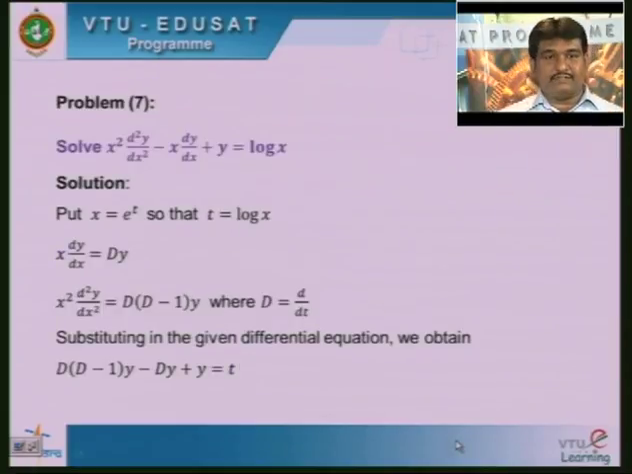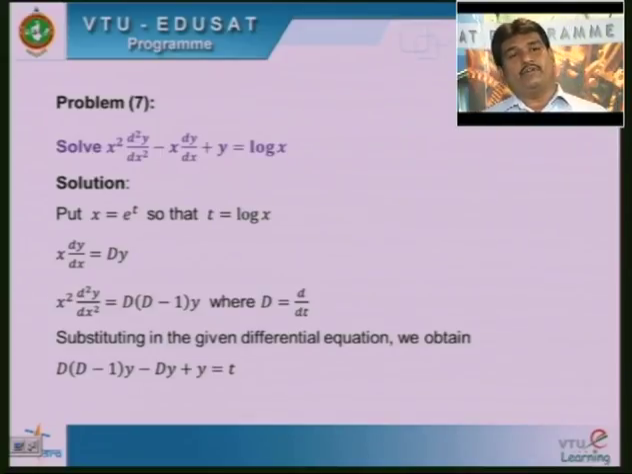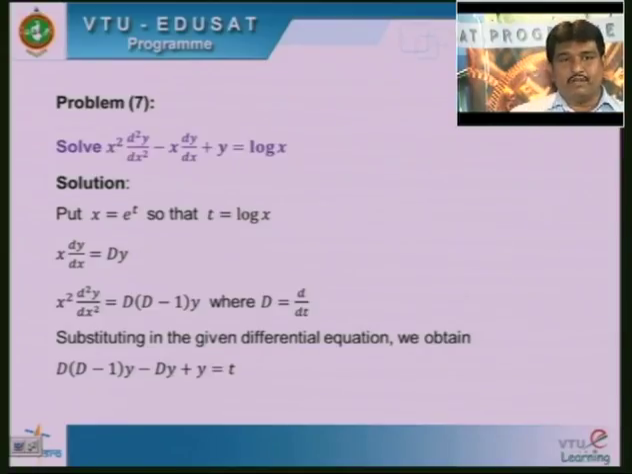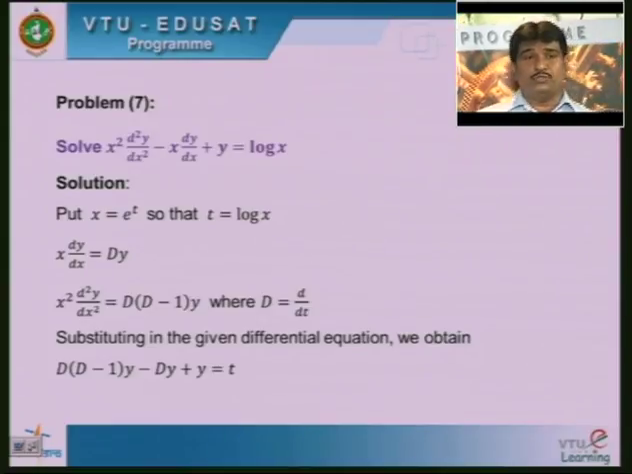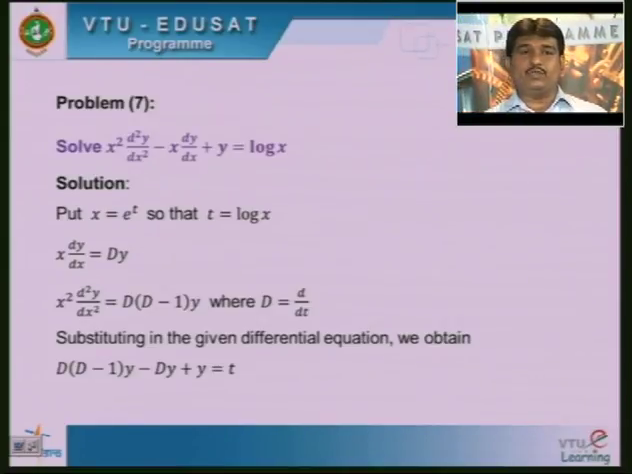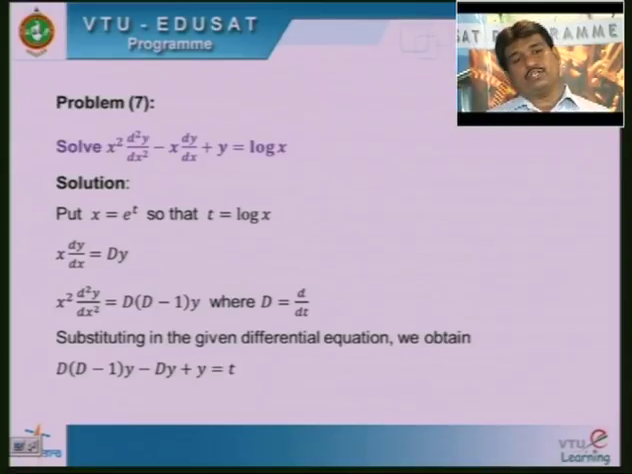Now problem number 7. Solve x square into d square y by dx square minus x into dy by dx plus y equals to log x. This is a Cauchy's differential equation. This can be converted to a differential equation with constant coefficients using the substitution x equals to e to the power of t as usual. So the resultant equation is d into d minus 1 into y minus dy plus y equals to t.